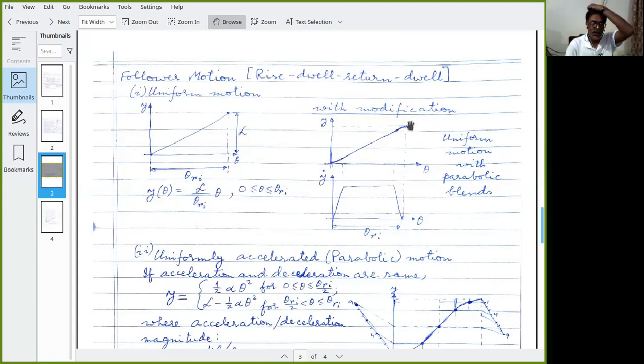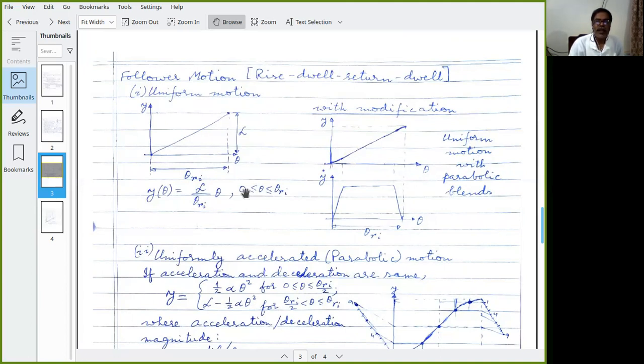This is a typical motion that we execute when we want to go from somewhere to somewhere else. We initially accelerate a little, then move the major portion with constant speed, and then at the end of the time we use a little deceleration to stop. So this is typically referred to as uniform motion with parabolic blends. Uniform motion with two parabolic blends at the end.